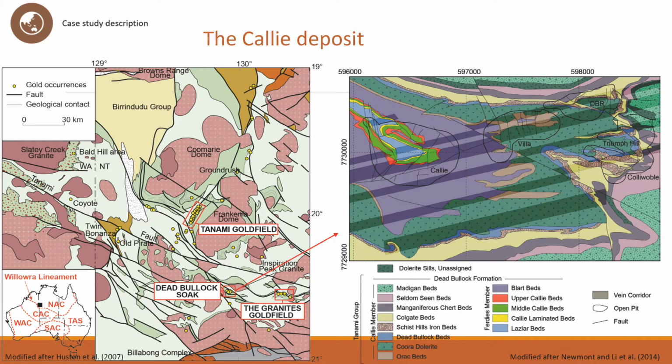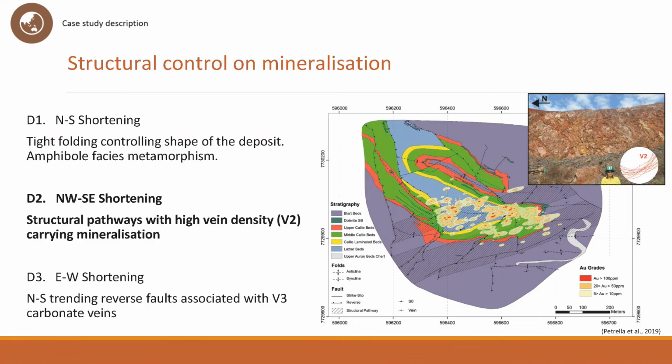Callie is in the Granites-Tanami Orogen. It is part of the Dead Bullock Soak mining lease, which is held by Newmont. The deposit is on an anticline of folded metasedimentary rocks. The first control that we see on mineralization is a structural control. Mineralization is associated with structural pathways or corridors that are northeast-southwest trending, which we identified as the second deformation event at Callie. These structural pathways are characterized by a very high vein density. The veins are parallel to the structural pathways, and they are associated with the mineralization.